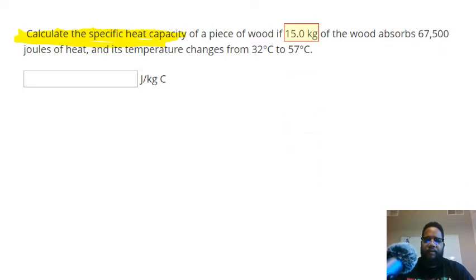The 15 kilograms, that's mass. The 67,500 joules, that is Q. And the 32 degrees Celsius to 57 degrees Celsius is my change in temperature. And you have to remember, change in temperature is final minus initial. So my change in temperature is going to be 57 minus 32.